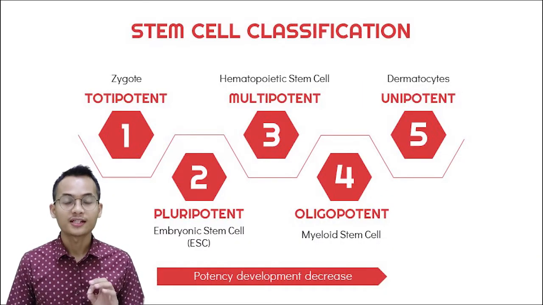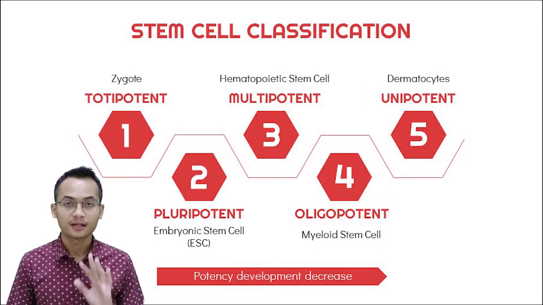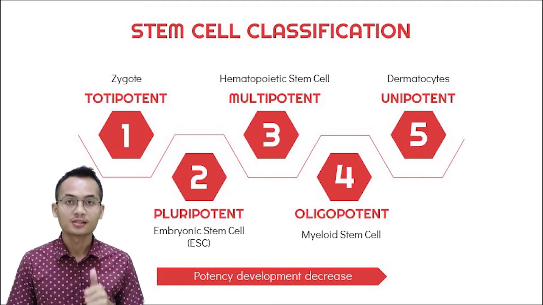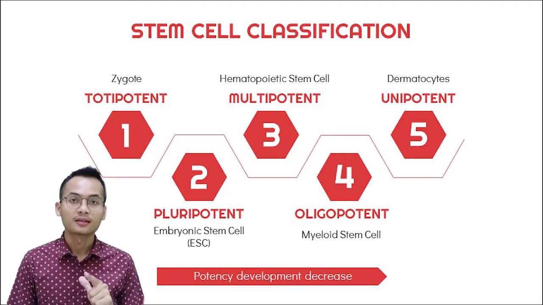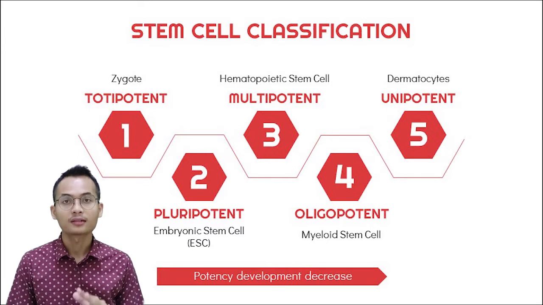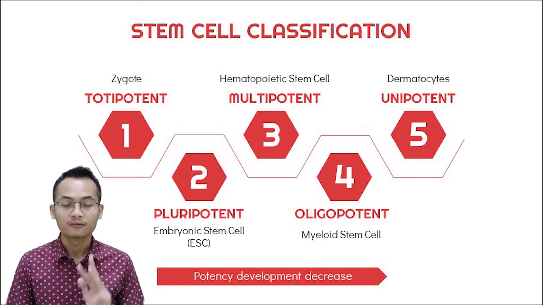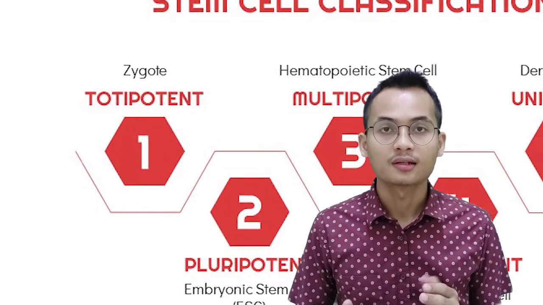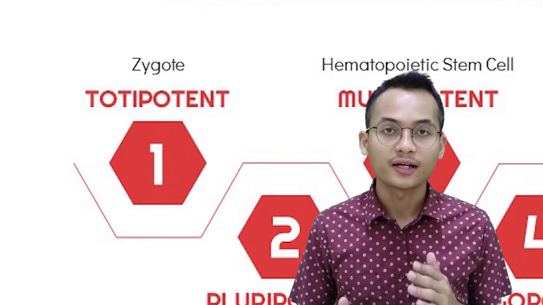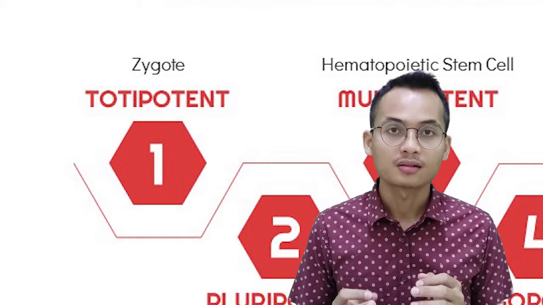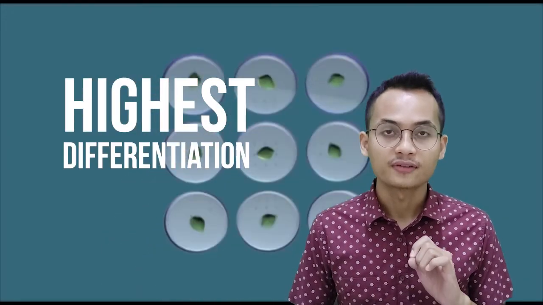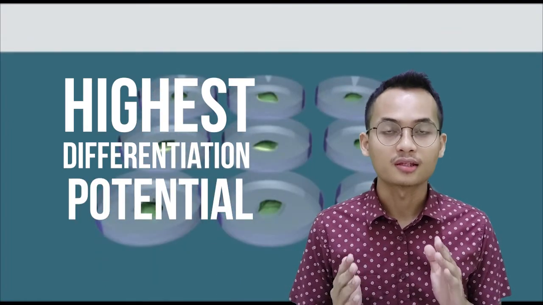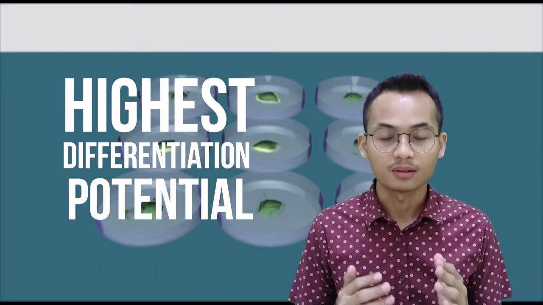Stem cell is divided into 5 different classifications. The first one is the totipotent, the second one the pluripotent, the third one the multipotent, the fourth one is the oligopotent, and the fifth one is the unipotent. The totipotent cells are stem cells that are able to divide and specialize into cells of the whole organism, which means they have the highest differentiation potential among the stem cells available.